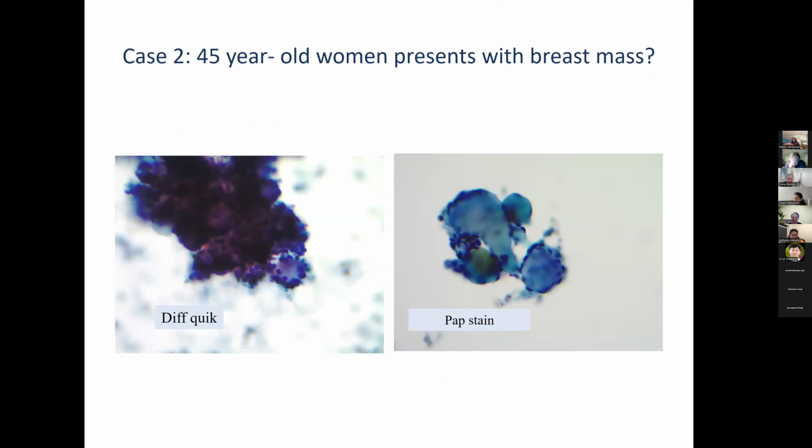So this is a second case. The patient is a 45-year-old woman, and she presents with a breast mass. And this again was a challenging case. So if you get it wrong, you're fine, but if you want to try, you can. They are cohesive clusters of cells. Some of them are forming acini here, like little cribriform spaces. This is the Diff-Quik where you see more of a purplish hue to it, whereas the Pap stain is more blue and gray or green in color.